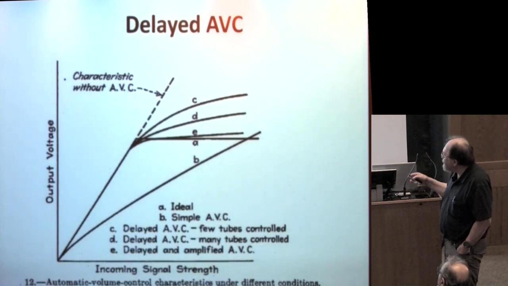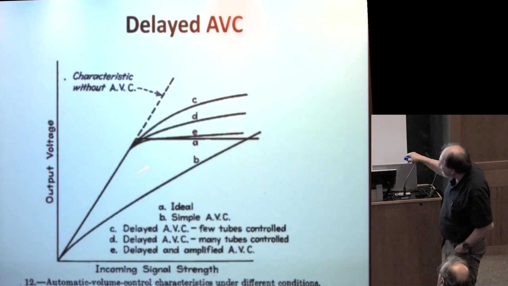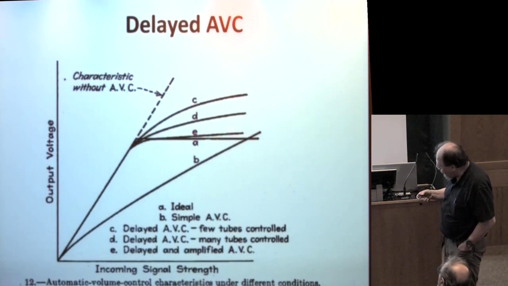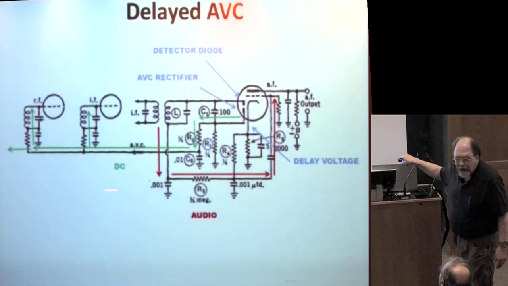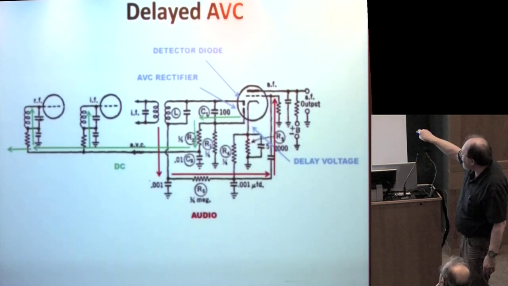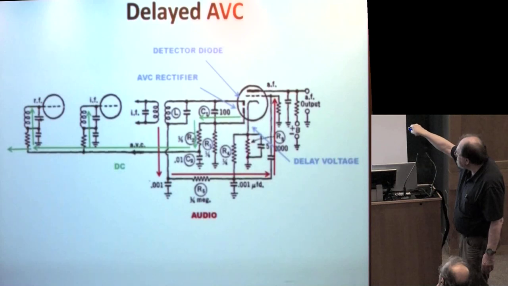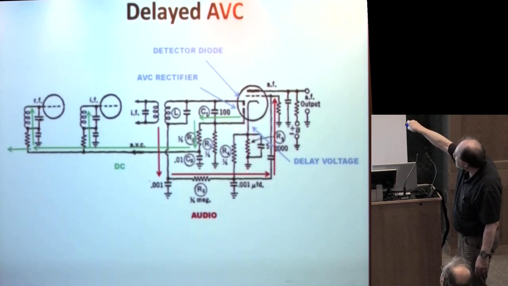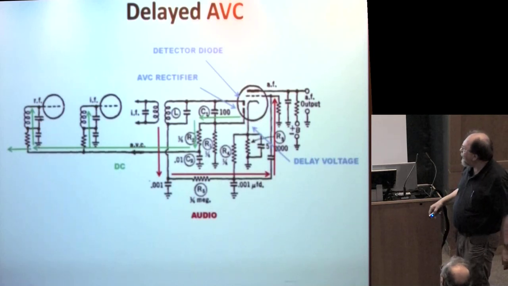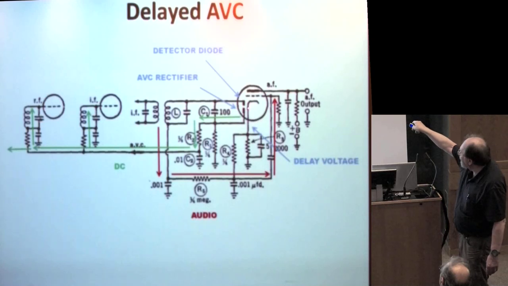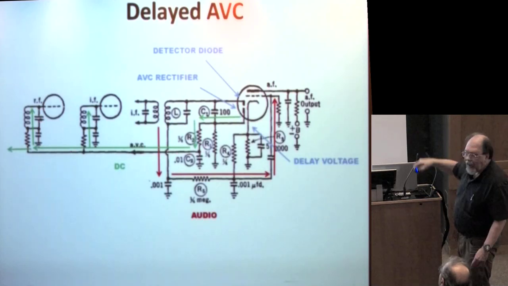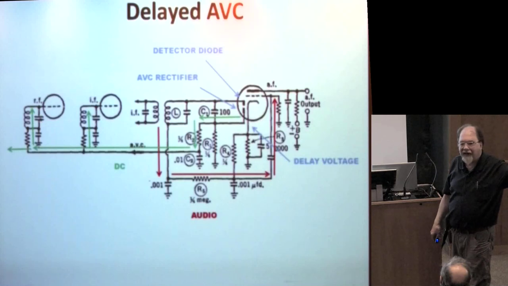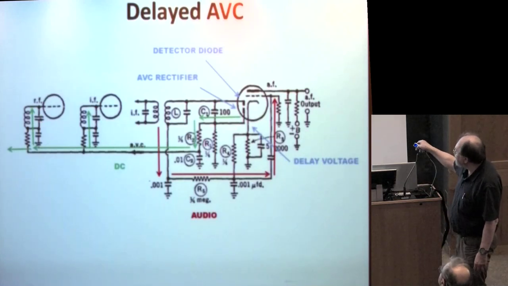And the fix for that is to try to delay the onset of the AVC to a higher signal level. And that often looks like this. In that All-American 5 schematic, the cathode of the audio tube was grounded. But in this radio, there's a cathode resistor here, which brings the cathode a couple of volts above ground. And what that means is that the part of the signal going to the automatic volume control has to reach a higher level before it has any effect, before it develops any AVC voltage.